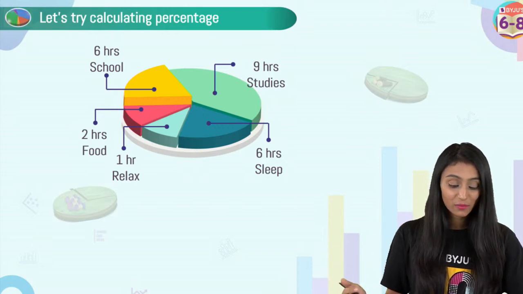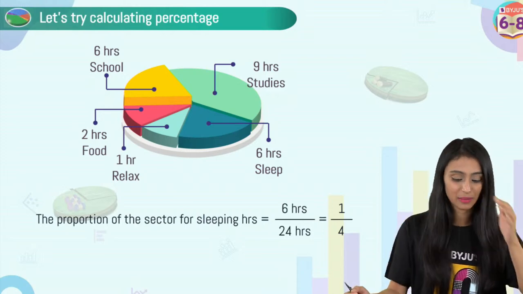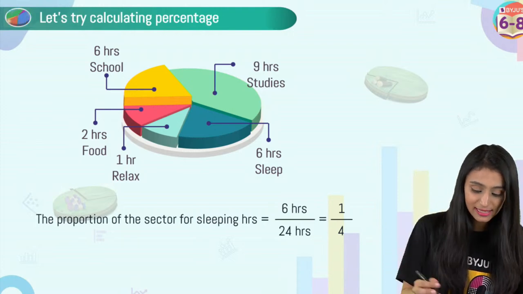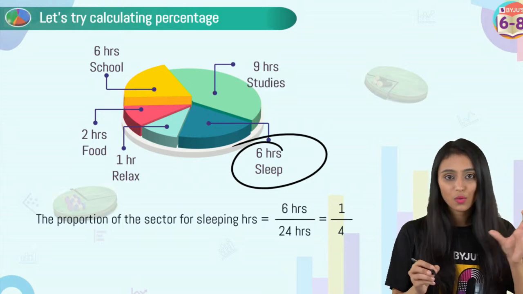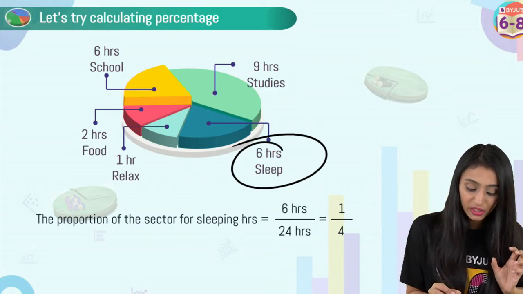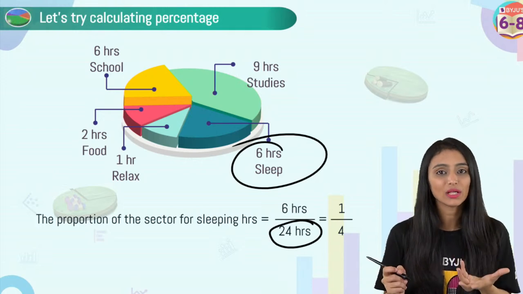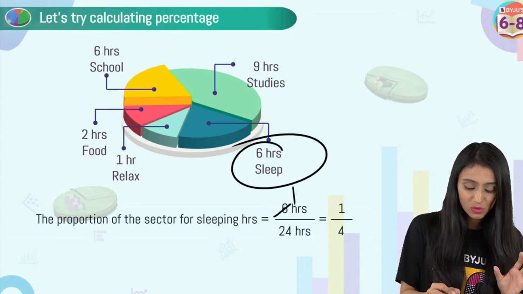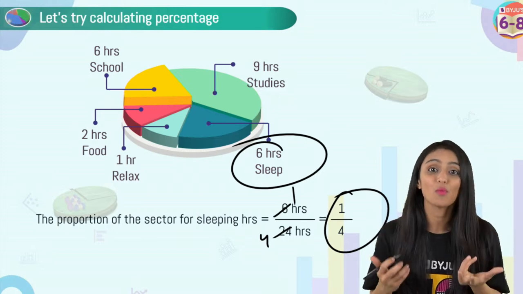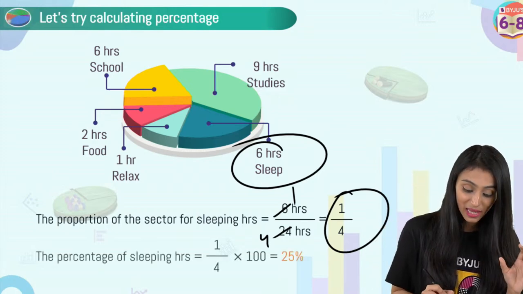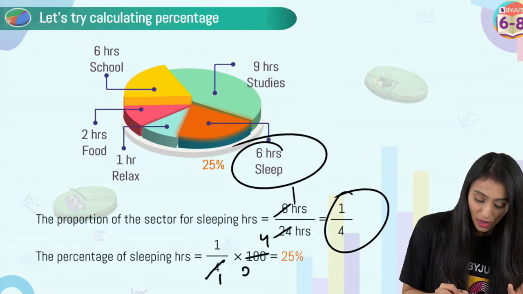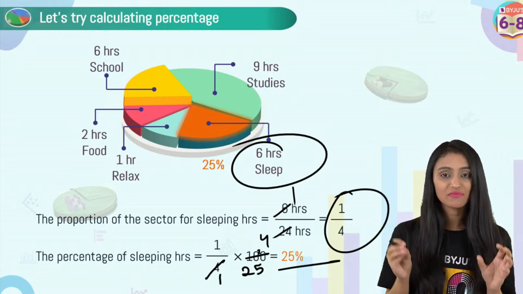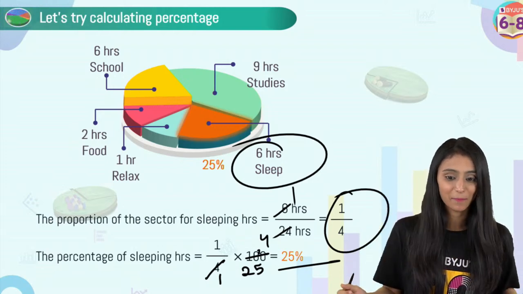Okay, so as I said, we will try learning how to calculate percentage. It is very simple. Let's suppose I have to calculate how much time the child is actually sleeping. How much time is the child sleeping? 6 hours, right? So we write that part in the numerator. In the denominator, we write the total thing. That means total number of hours, 24 hours. So 6 hours by 24 hours, the units are same. So 6 times 1, 6 times 4, that's going to be 1 by 4. This is the proportion. But to calculate percentage, we always multiply with 100. So once you cancel this out, 4 times 1, 4 times 2 is 8. This becomes 20, 4 times 5 is 20. So 25%. I would say 25% of the time he is spending on sleeping actually.